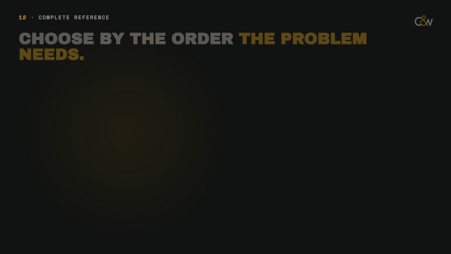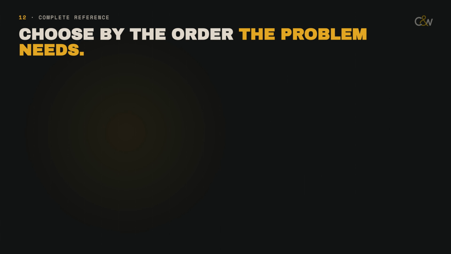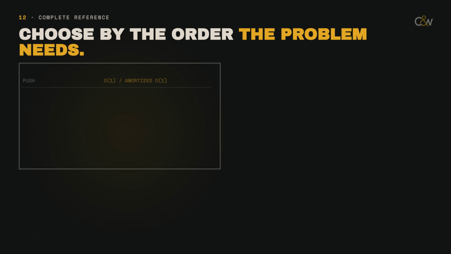Here is the complete performance picture. Push is O(1) for a linked stack and amortized O(1) for a dynamic array. Pop and peek are O(1). Searching is O(n) because the stack may need to inspect every item, and arbitrary indexed access is not part of the stack contract. Storing n items requires O(n) space.